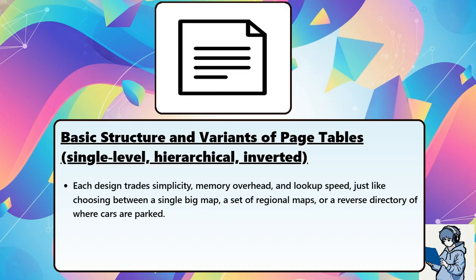Each design trades simplicity, memory overhead, and lookup speed, just like choosing between a single big map, a set of regional maps, or a reverse directory of where cars are parked.